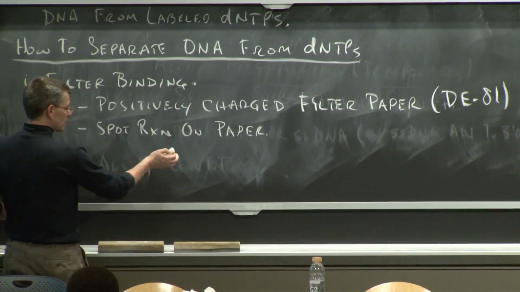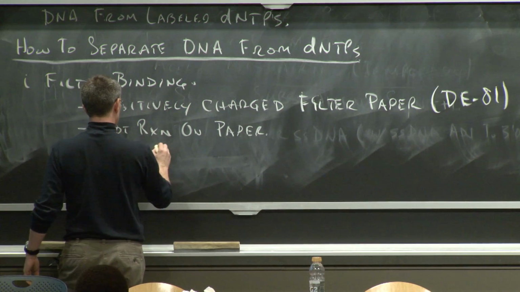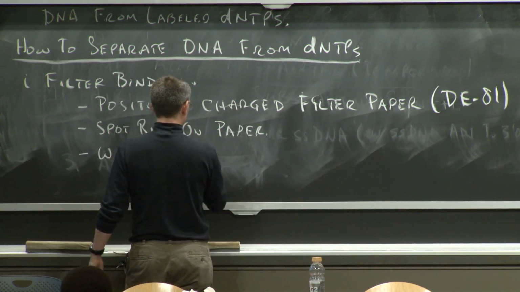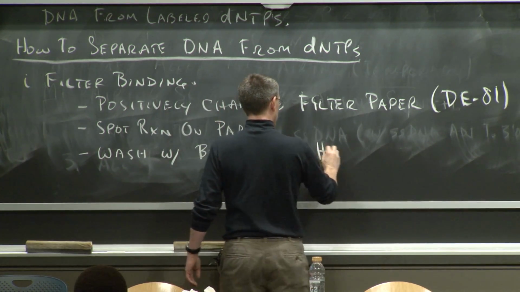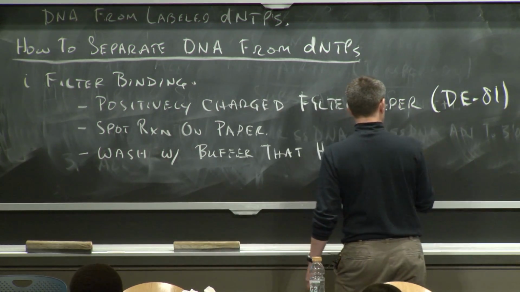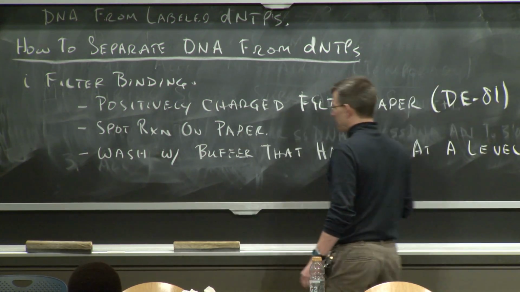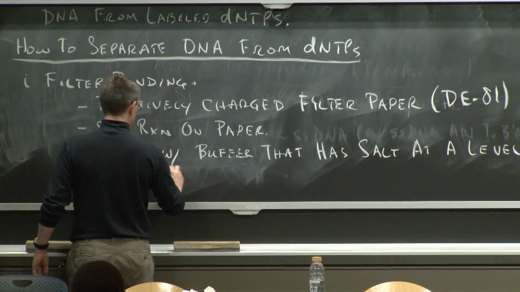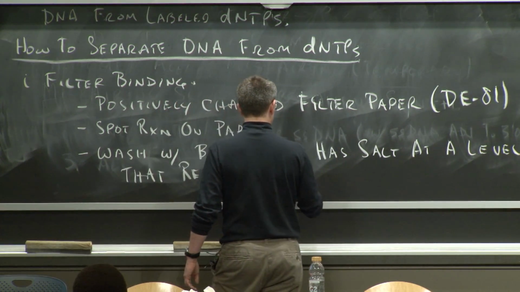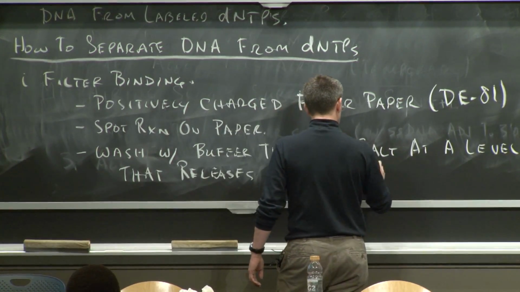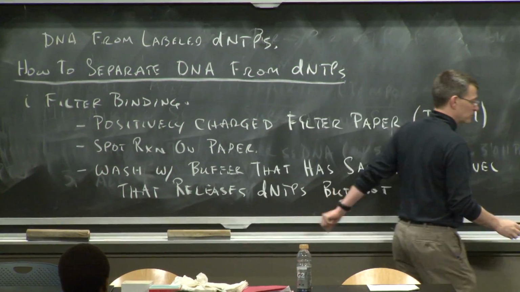And then you can take this material and you wash with buffer that has salt at a level that releases dNTPs but not DNA. So why does it distinguish between the two?